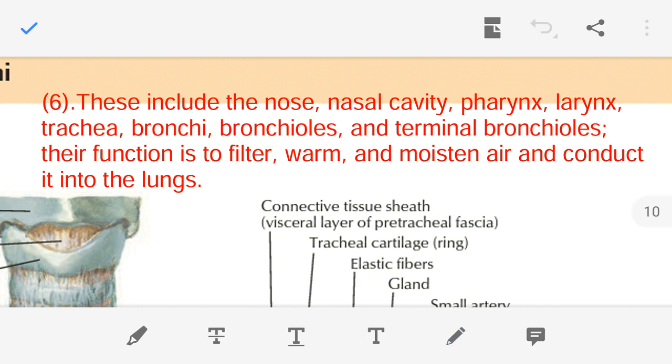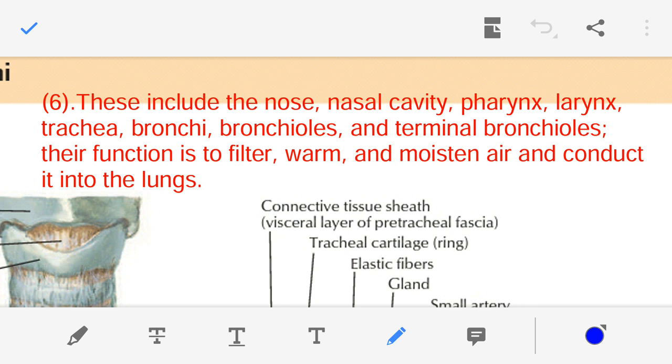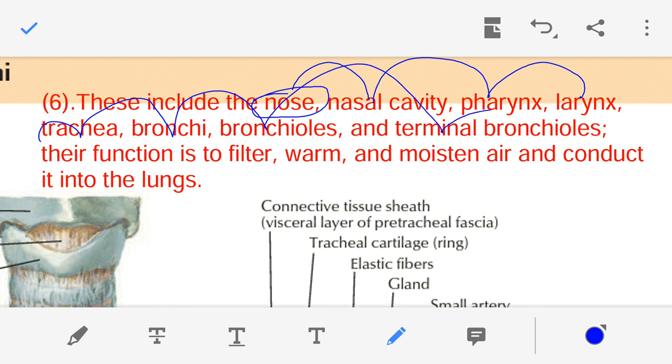Now, what is the function of these tubes? Atmospheric air, which has oxygen, passes through the nose, then the nasal cavity, then the pharynx, then the larynx, then the trachea, then the bronchi, bronchiole, terminal bronchiole, respiratory bronchiole and the alveoli of the lung.